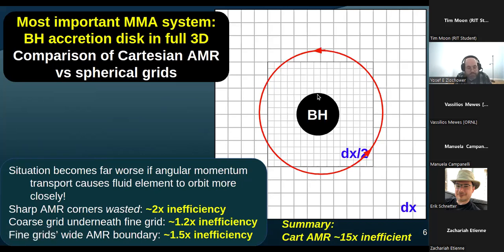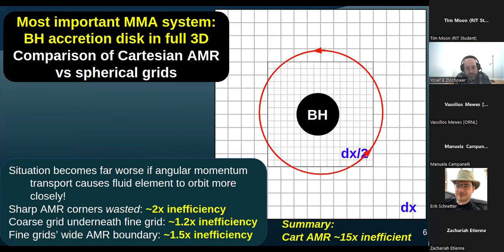Also, we have a coarse grid underneath the fine grid that's completely unnecessary. Well, unnecessary in the sense that it's not doing anything. Fine grids, wide AMR boundaries. This is something that may be fixable with next generation AMR using discontinuous Galerkin methods, for example. That's about a factor of 1.5 in efficiency.